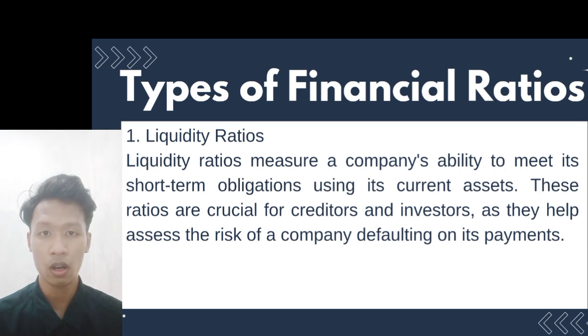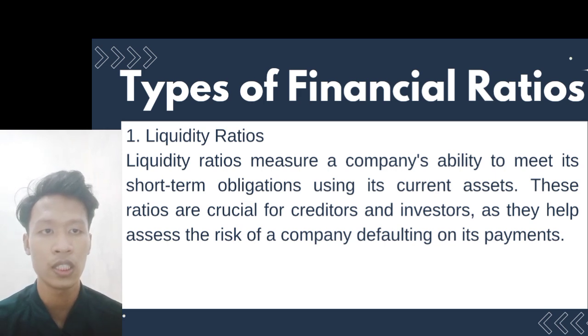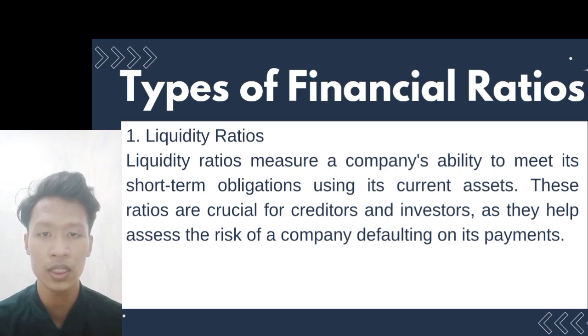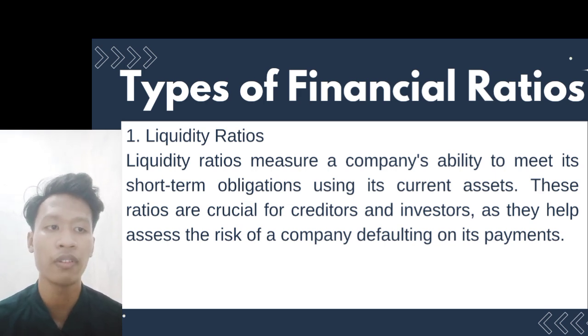Types of financial ratios. Number one is liquidity ratios. Liquidity ratios measure a company's ability to meet its short-term obligations using its current assets. These ratios are crucial for creditors and investors, as they help assess the risk of a company defaulting on its payments.